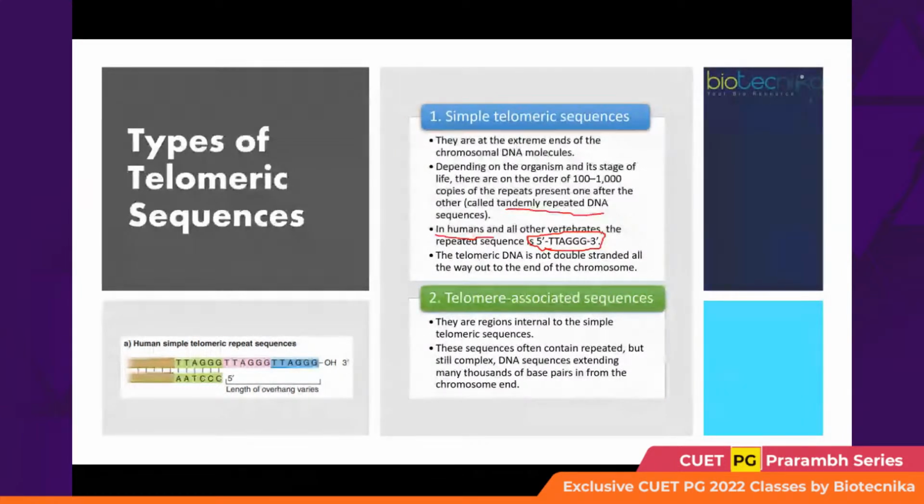The telomeric DNA is not double stranded. At the telomere, the DNA is not double stranded, but it has an overhang. And the length of the overhang will vary.